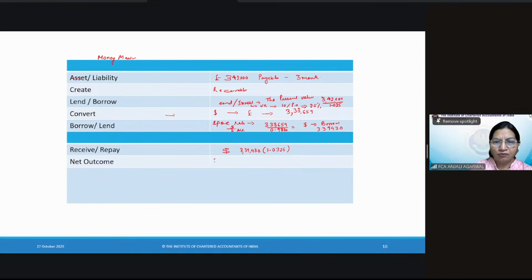your net outflow after 3 months would be 350,461 or 62.